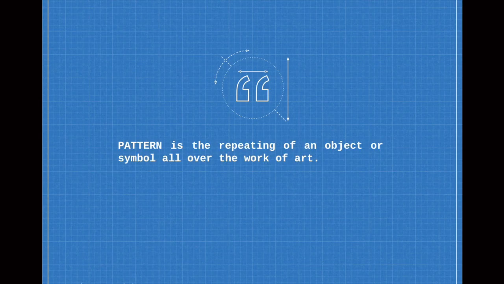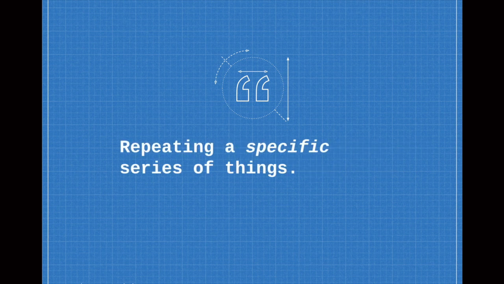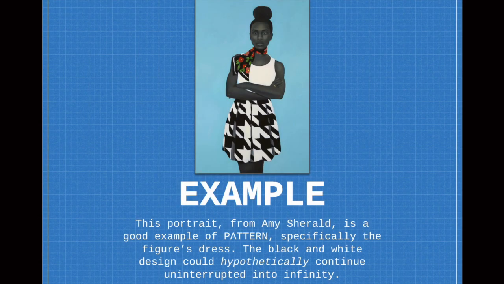Next is pattern. Pattern is the repeating of an object or symbol all over the work of art. Or it's repeating a specific series of things. This portrait by Amy Sherald is a good example. So if you look specifically at the dress, the black and white design could continue off into infinity. And that's really what makes it into a pattern. That'll come up later with repetition. There's a slight difference.